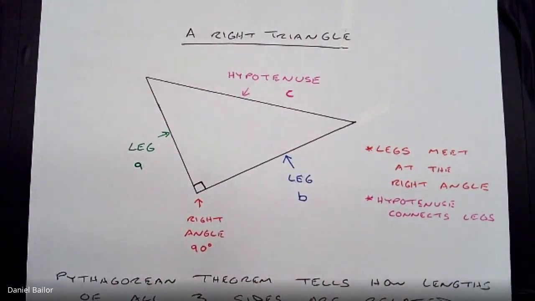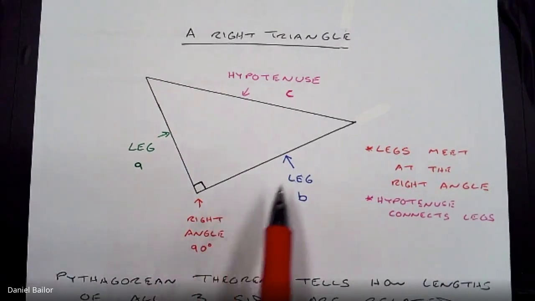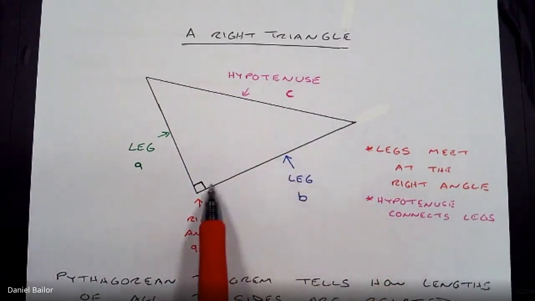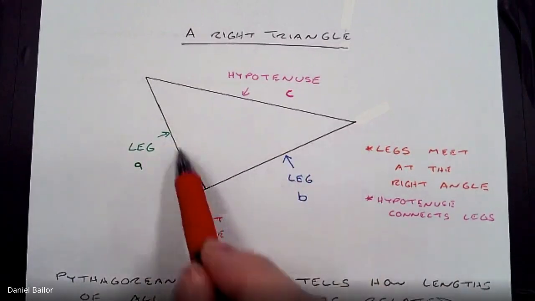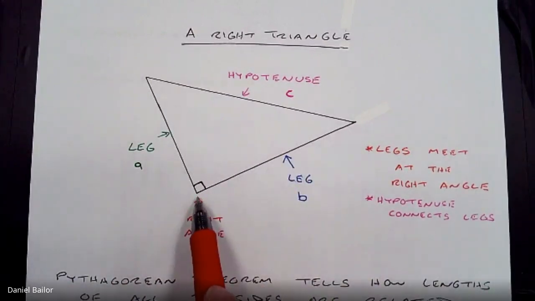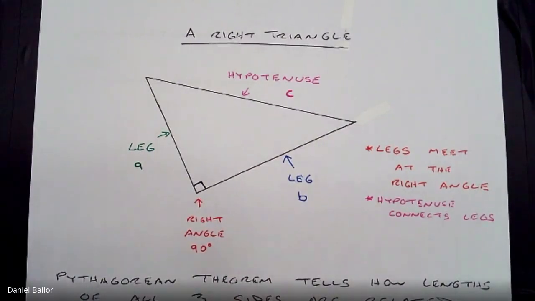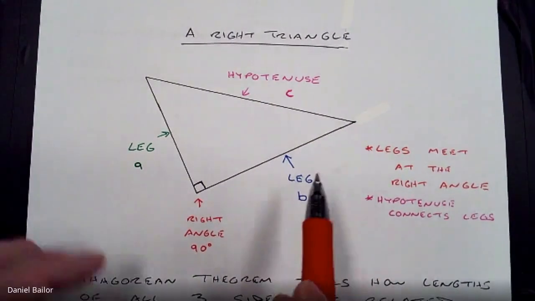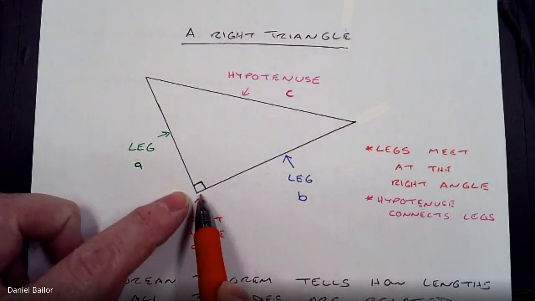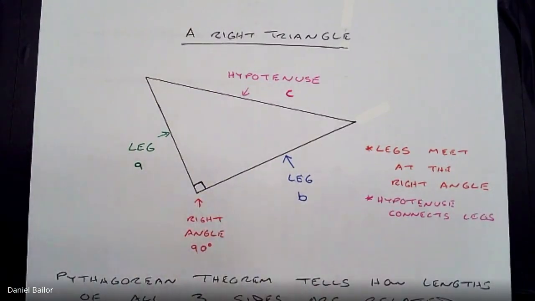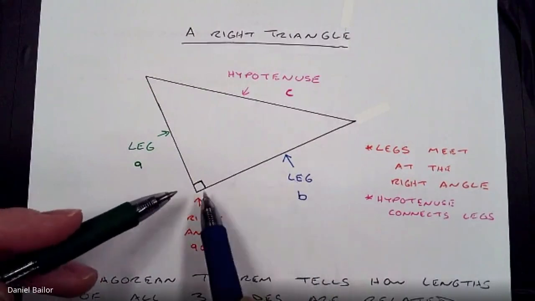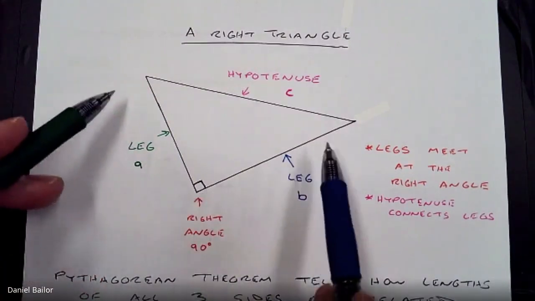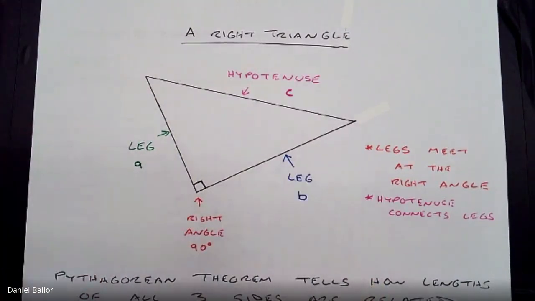Now there are other pieces of the right triangle. You see a triangle has three sides. You learned that in kindergarten. These two sides connected at the right angle are called the legs. The legs are the sides that touch the right angle. Important to remember that. The legs are the sides that meet at the right angle. The legs meet at the right angle.